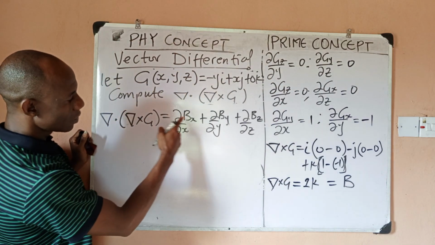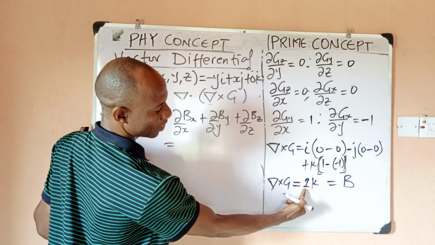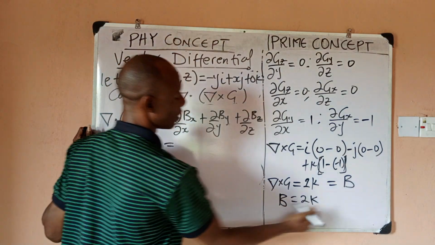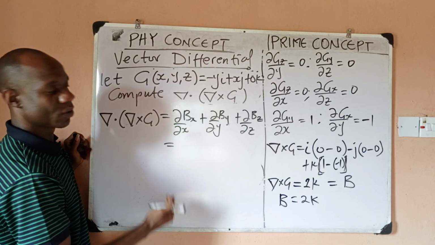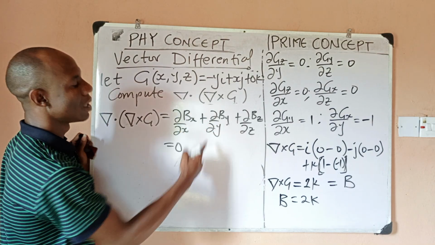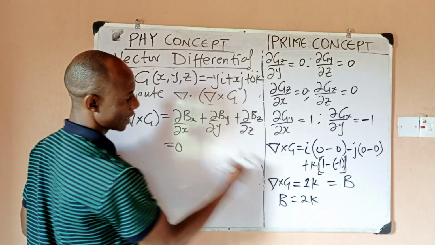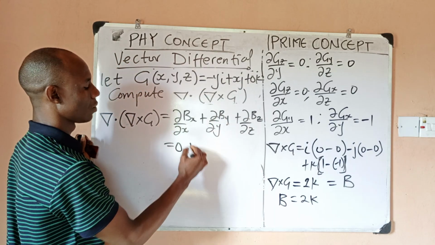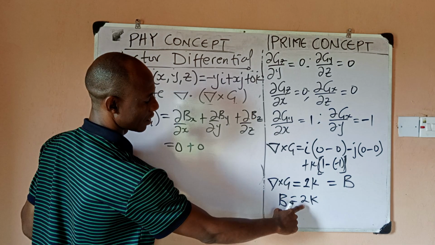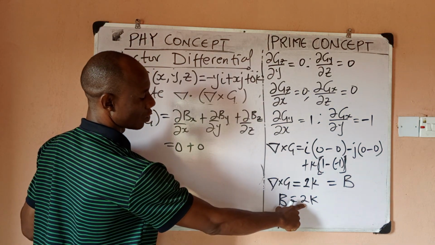Now, what is b of x? If you check, there is no i part in this. That is to say b is actually 2k, and there is no i part there. So it means that b of x is 0. So this first part is 0. B of y, there is no j part here. So it means b of y is 0, so plus 0. Then b of z is actually what now? Is just 2. Only 2.